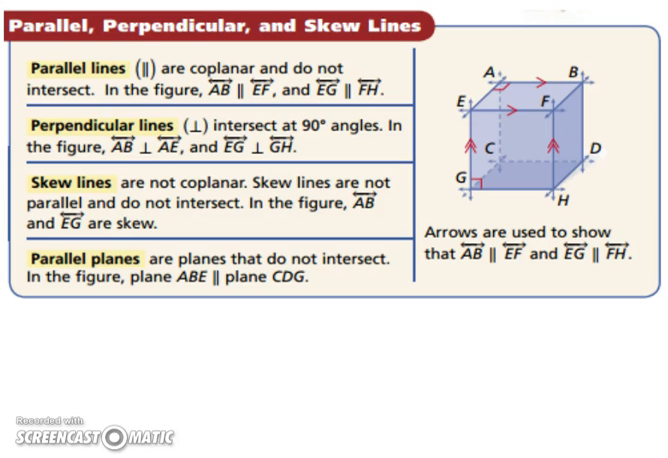Skew lines are not coplanar. Skew lines are not parallel, but they don't intersect either. So if you look at the figure, line AB and line EG are skew. They're not on the same plane, but they're not parallel. So therefore they won't intersect. Parallel planes are planes that do not intersect. So in the figure, if you looked at plane ABE and plane CDG, they're parallel.